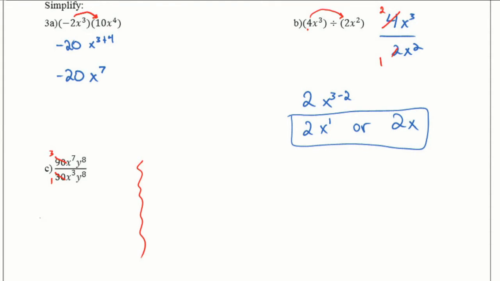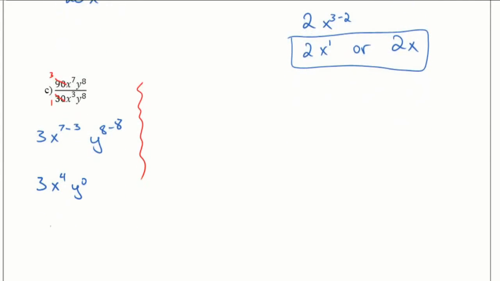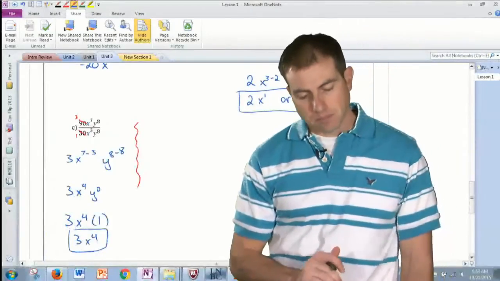So the 90 divided by the 30 is going to give me 3. I'm going to have x to the 7 minus 3, and then y to the 8 minus 8. Oh, getting ahead of myself. So 3x, 7 minus 3 is 4, y to the 0. 3x to the 4, and then anything to the power of 0 is 1. So we end up with just 3 times x to the 4. So that's kind of one way to look at it.